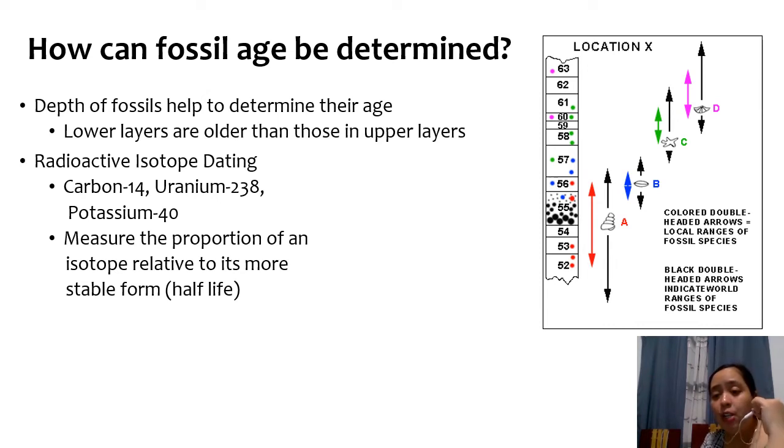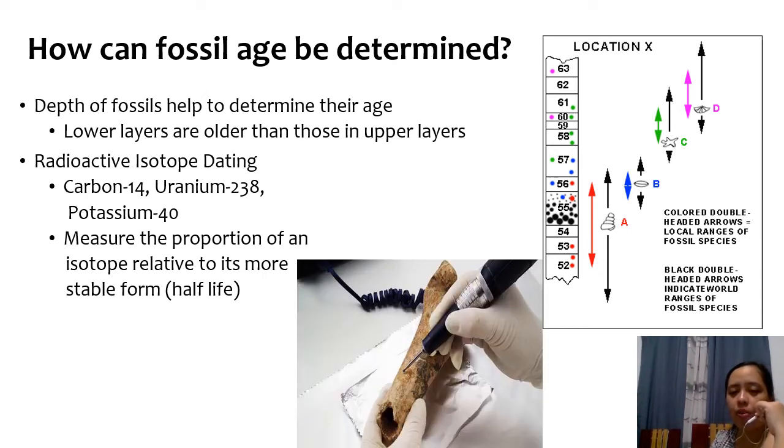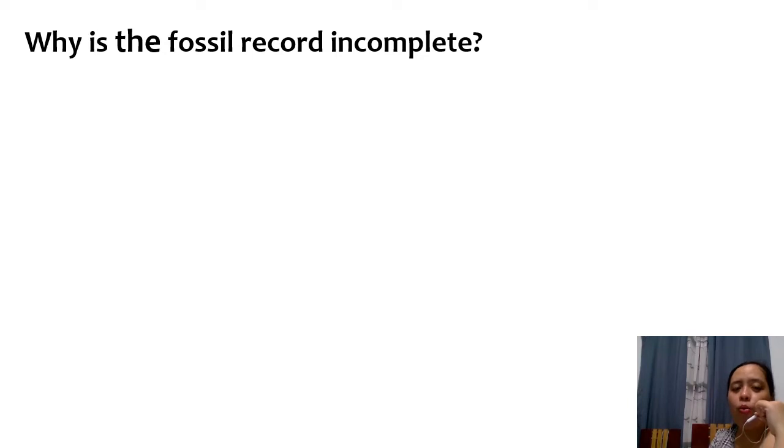Those that have isotopes that could at least, pagkaubos ng kanyang isotopes, takes into account how much is the age of the organism. Kaya niya millions to billions of years. So, it measures the proportion of an isotope relative to its more stable form or half-life. Doon siya nakikita. Okay? Now, why is fossil record incomplete?